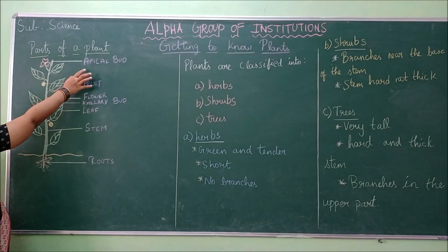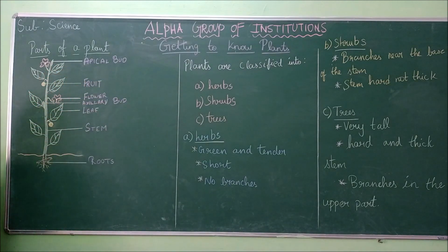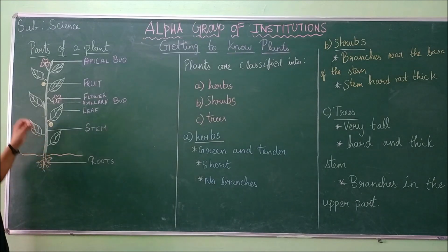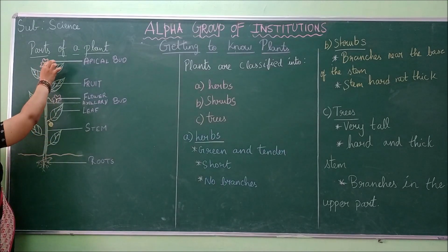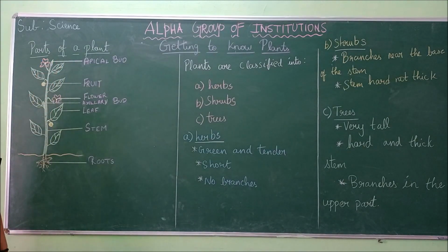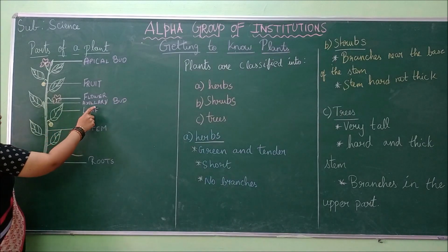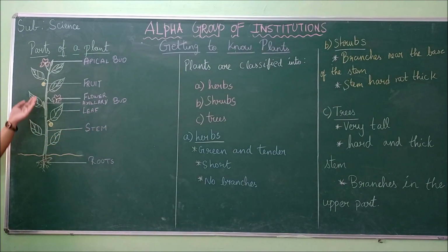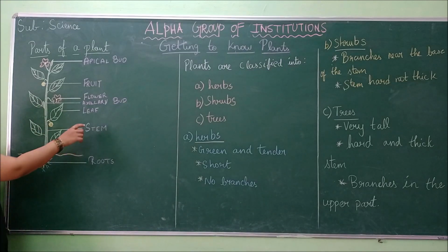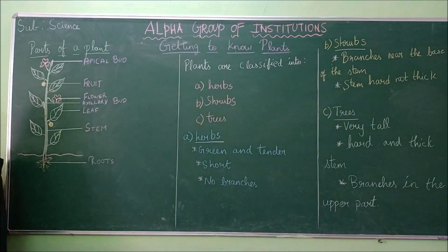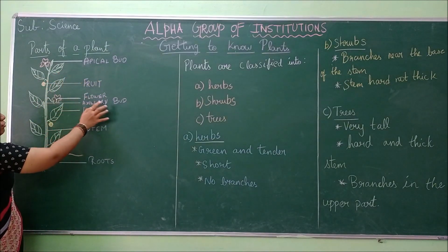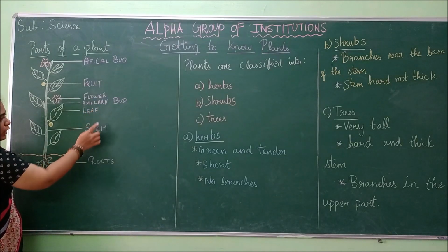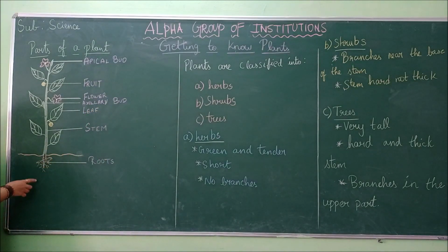Here you can see the apical bud. Apical bud means it will be present on the topmost part. If a plant is present, it will be on the topmost edge, so that is what is called the apical bud. Here another bud is present, that is the axillary bud. Since it is present on the sides, that is why it is called the axillary bud. So what are the parts you saw? The apical bud, the fruit, flowers, axillary bud, leaf, stem, and finally the roots.